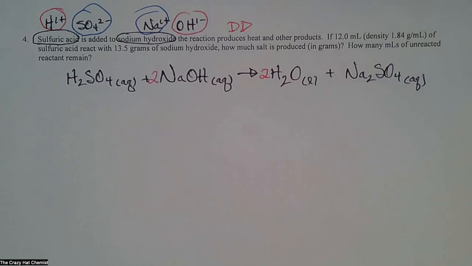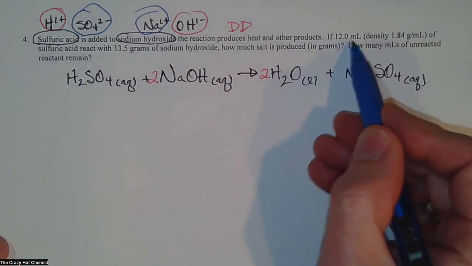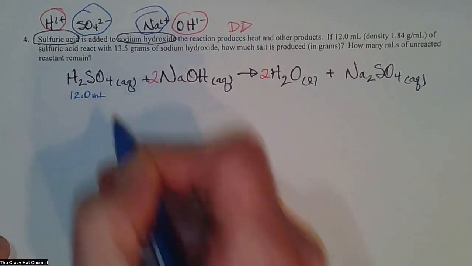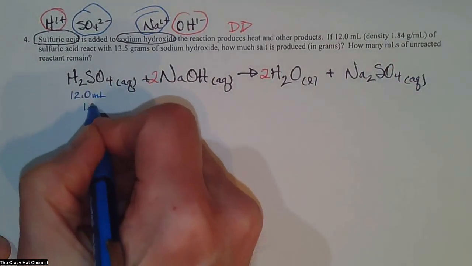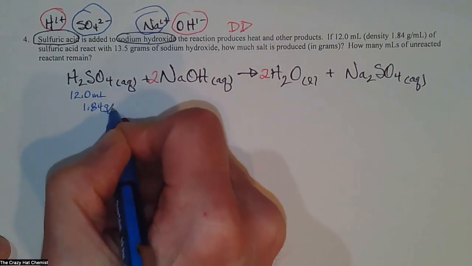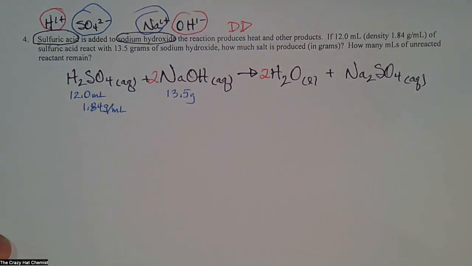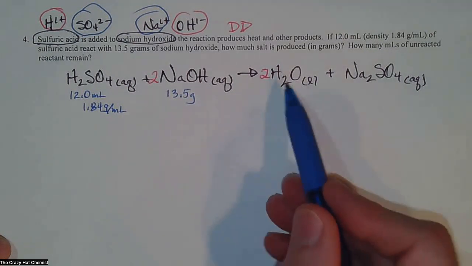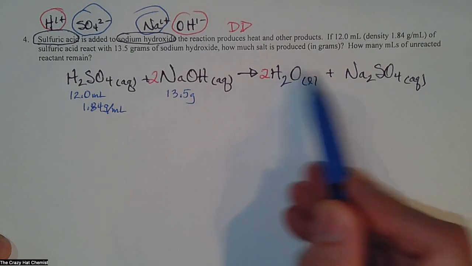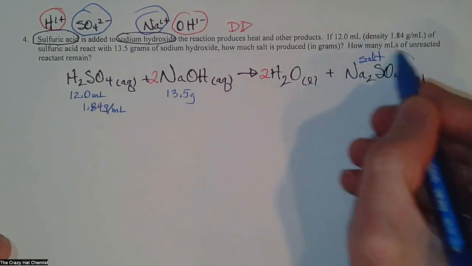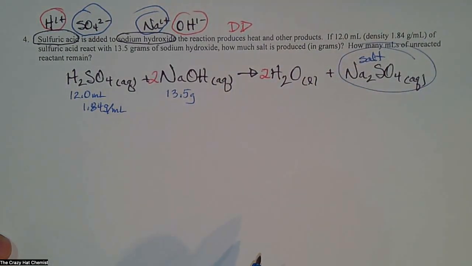All right, so now I'm going to do something a little bit different on this problem because this is a very complicated problem, requiring quite a bit of stuff. It says we have 12 mils of sulfuric acid, and there's a density of 1.84 grams per mil. And then we have 13.5 grams of sodium hydroxide. And then it says how much salt is produced. Produced would be either the water or the sodium sulfate. And which one is the salt? This is the salt, so I'm going to end up going to the sodium sulfate.